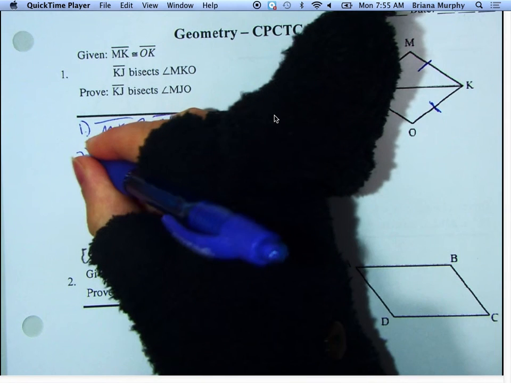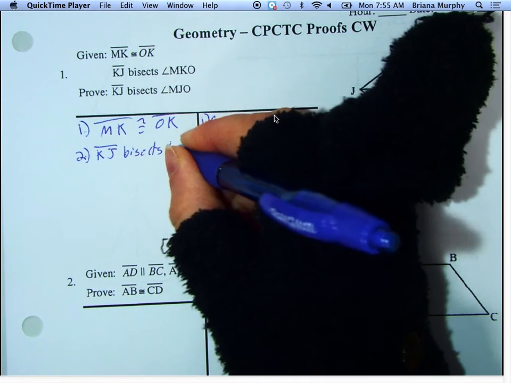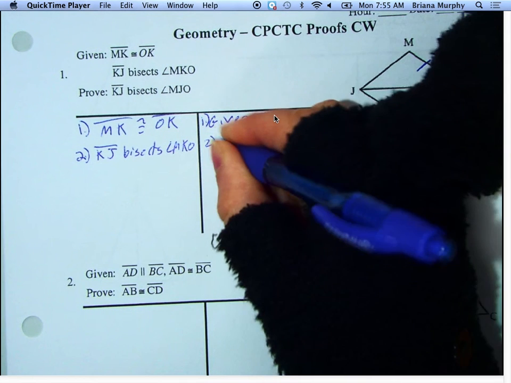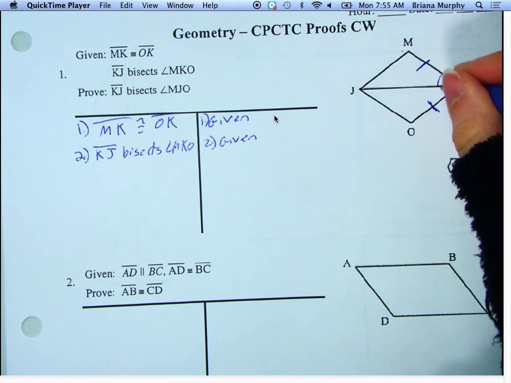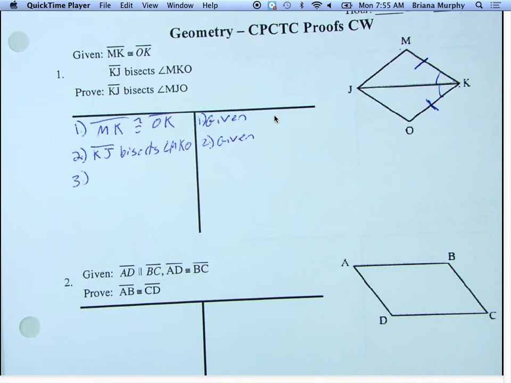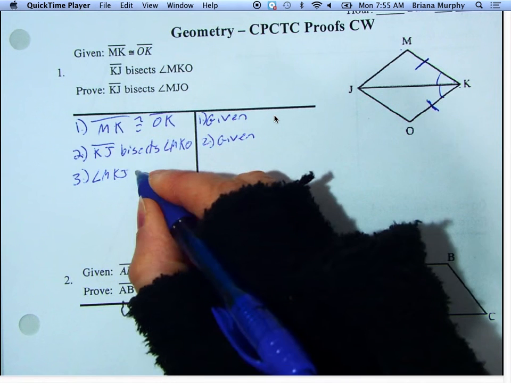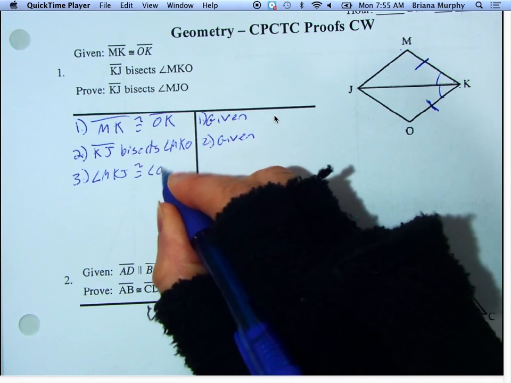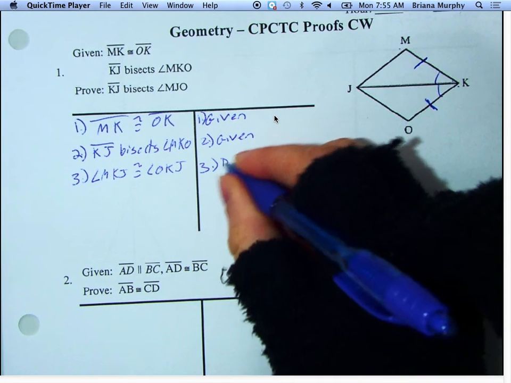Number 2. I've got KJ bisects angle MKO, by given. Okay, so KJ bisects MKO. That means these two angles must be congruent. So step 3, I need to prove something with this given. So I'm going to say angle MKJ is congruent to angle OKJ. By what, guys? Who knows? Definition of an angle bisector, yep.